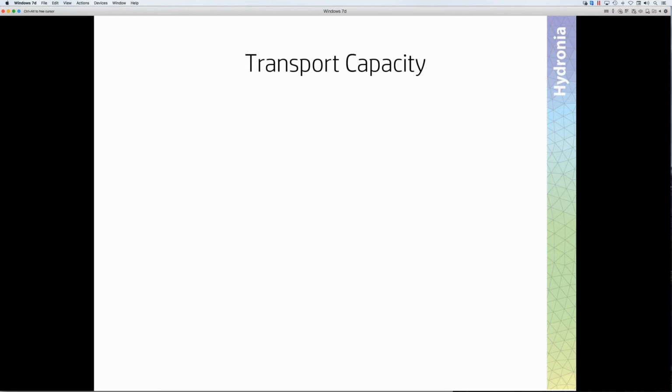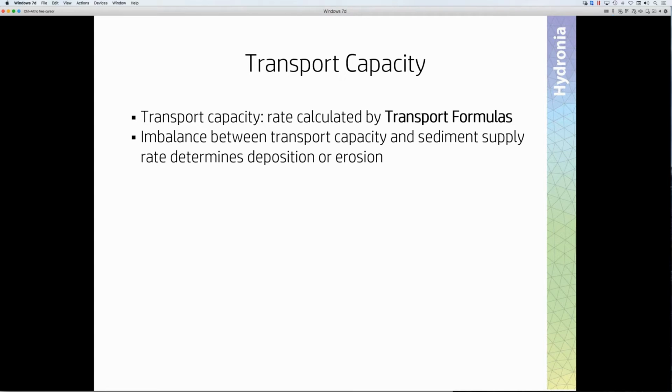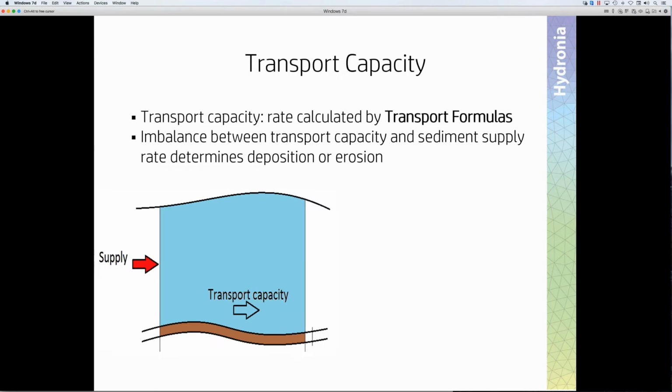So these are the transport mechanisms. How do we determine the transport capacity? Transport capacity in bed load computations is determined via transport formulas. So there are formulas that tell us what is the amount of sediment that is being moved by the flow. And the imbalance between the transport capacity and the sediment supply determines the deposition or erosion.